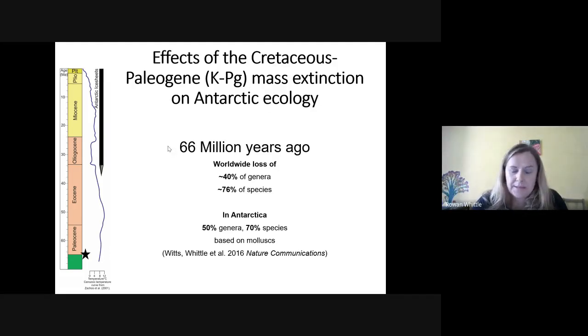Now, in Antarctica, we have looked at the extinction metrics and realized that the metrics for genera and species extinction based on mollusks were as high as the rest of the world. This was work done by James Witts in 2016. So the Antarctic fossil record shows that there was a massive extinction even in Antarctica.